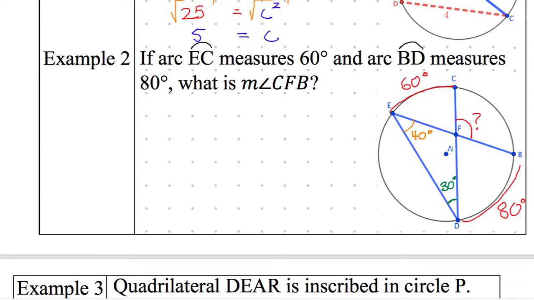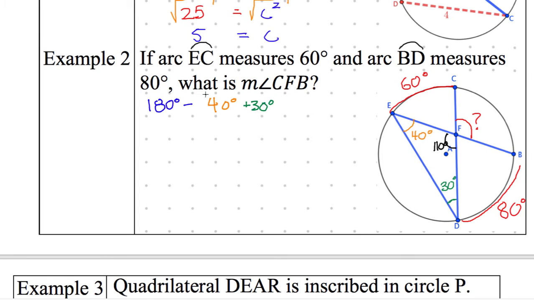So from there, I should be able to figure out what this black angle is right here, because there are 180 degrees in a triangle. Can someone tell me what that black angle should be? Colby. 110. How'd you get 110? You just did 180 minus 70. So you took 180 degrees in a triangle, and then you subtracted this 40 degrees plus this 30 degrees.